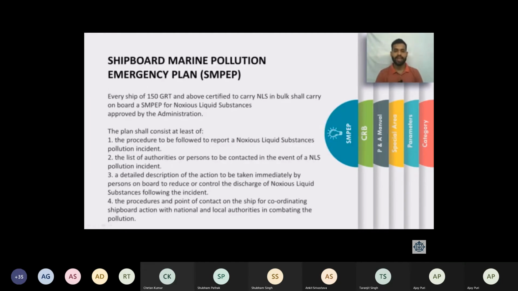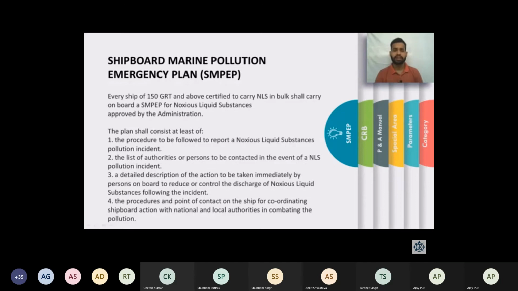So SMPEP is the Shipboard Marine Pollution Emergency Plan. Every vessel of 150 gross tonnage and above, which is carrying noxious liquid substances in bulk, needs to carry and comply with an SMPEP, the Shipboard Marine Pollution Emergency Plan, which is approved by the administration.